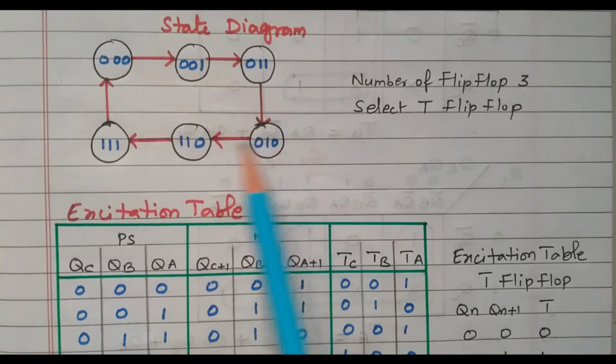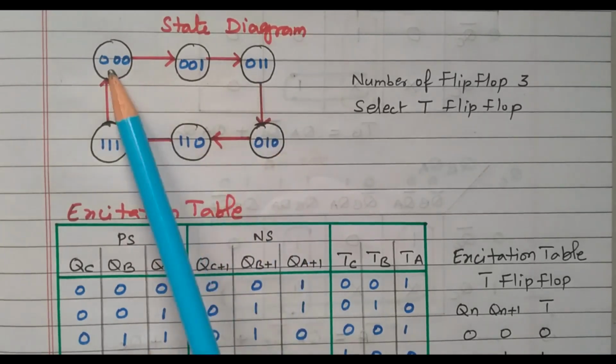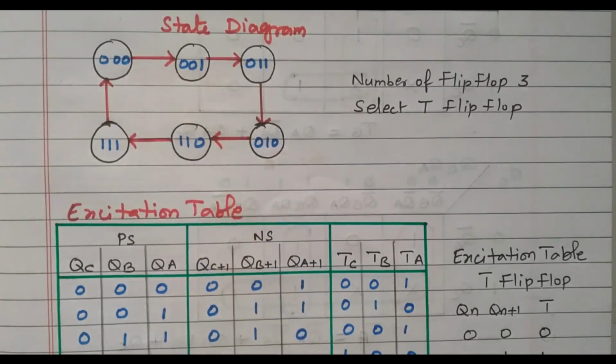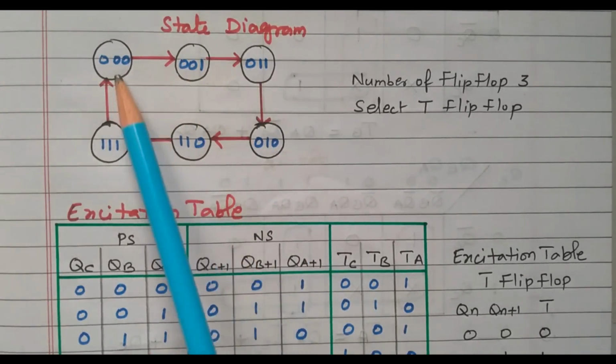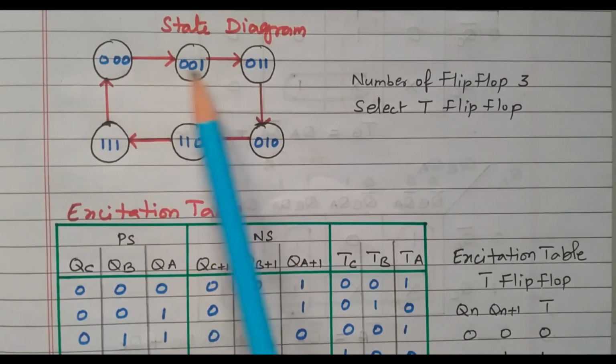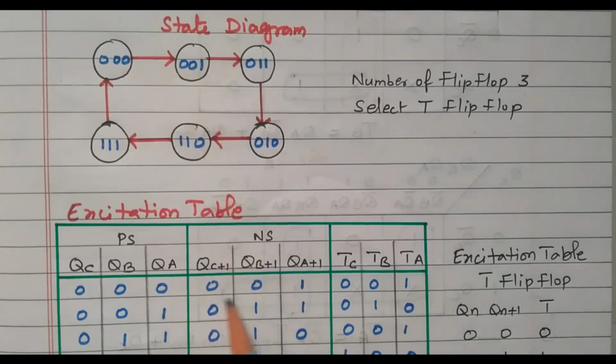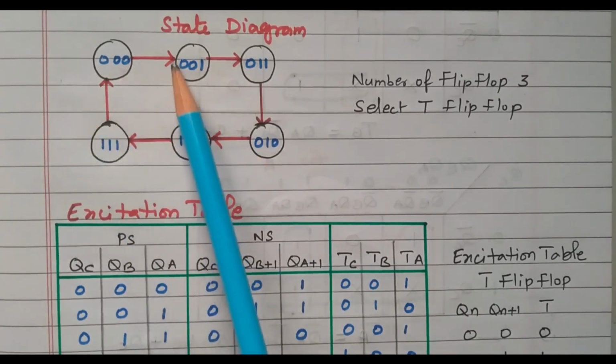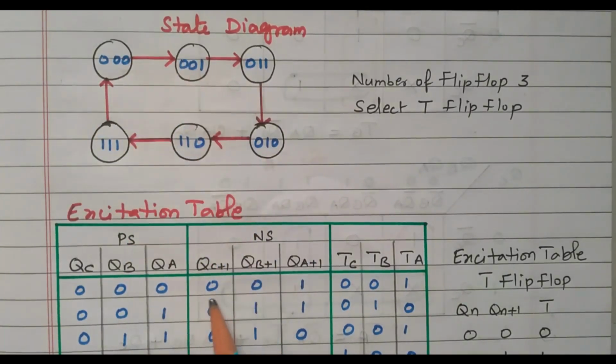So all 6 are written as the current state. The next state is written in the second column, the NS. The NS starts from here: 001, then 011, right? So all 6 are written as the present state. The next state, starting from the second number, we wrote as the next state, right?